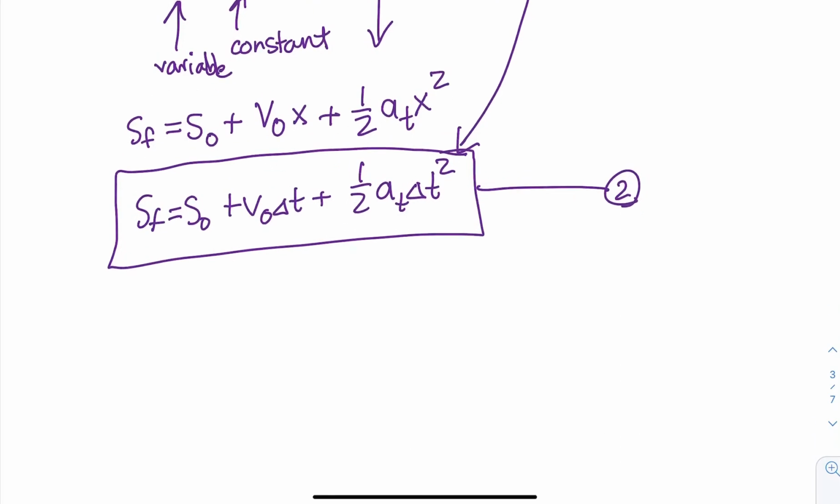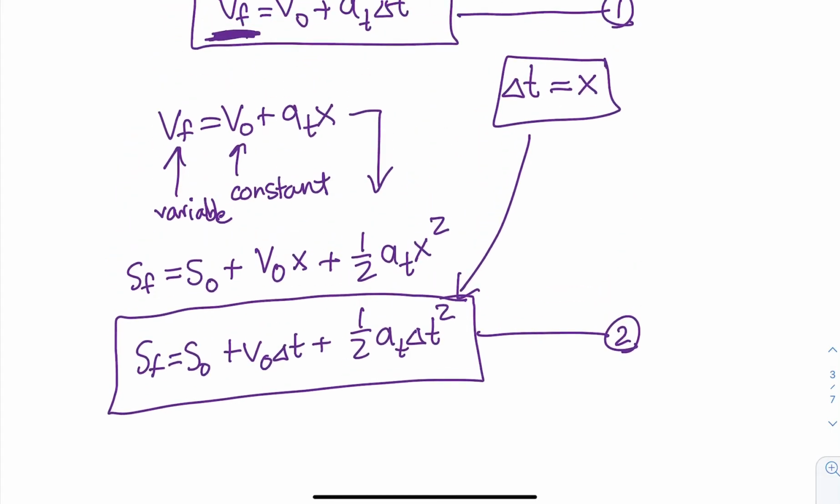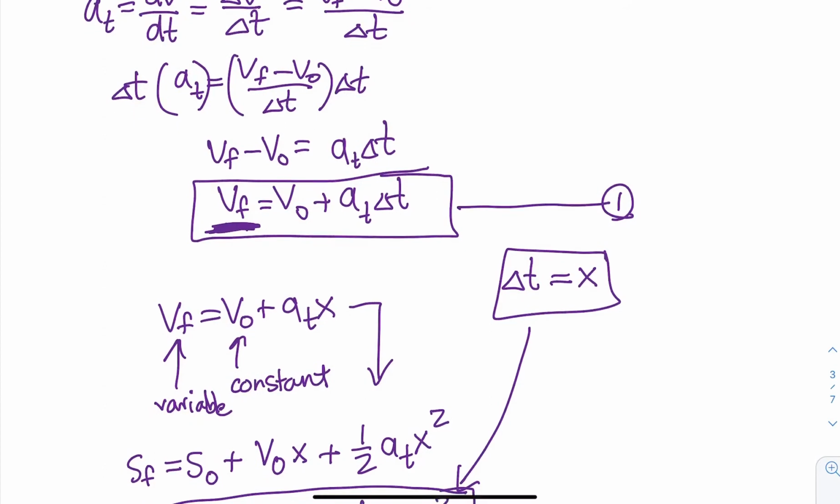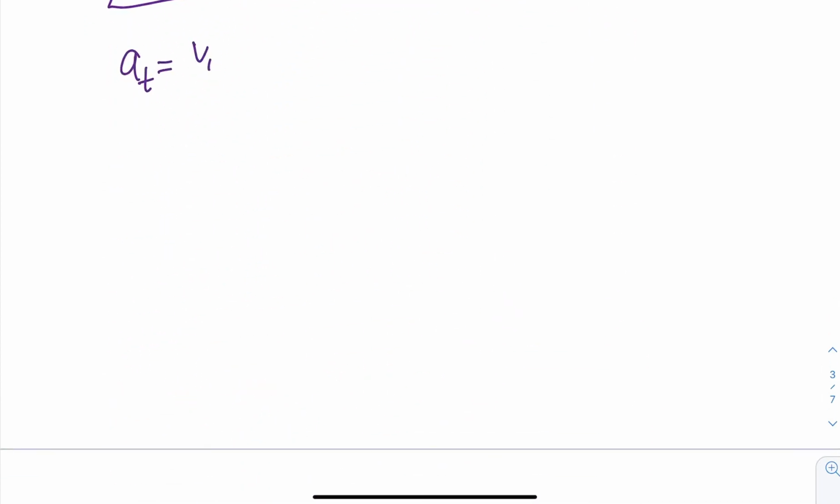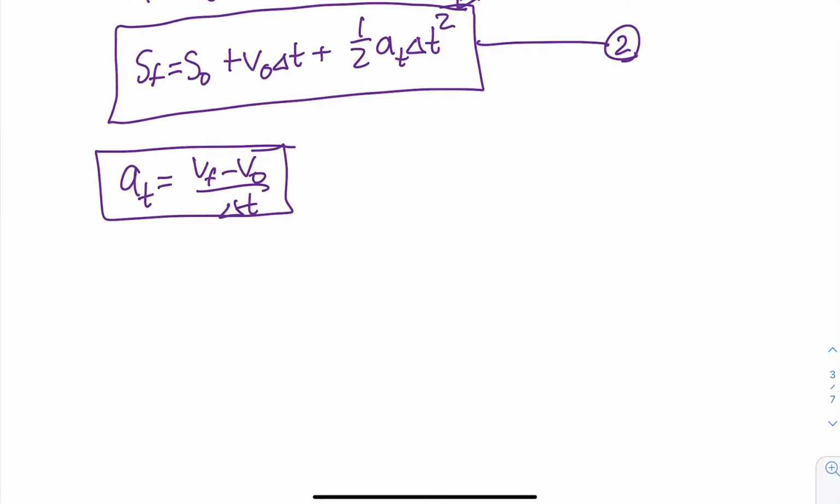So equation 2, there's where we are. Now we need our third and final equation. With that being said, we are actually able to use equation 1 and put it into 2. We already discussed that a_t equals Vf minus V aught over delta t, so let's use this and plug that in.